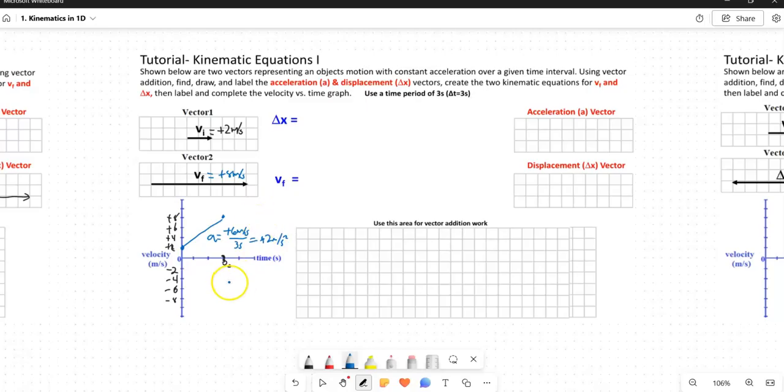Okay? And I should have used red for all of that. I need to rewrite it anyways because my handwriting is terrible. Try it again. So that's going to be a positive 6 meters per second change over the period of 3 seconds. So that's 2, 4, 6. Yep, right. Okay, so this is going to be positive 2 meters per second squared. So the acceleration vector is just going to be a little guy, which is positive 2 meters per second squared.